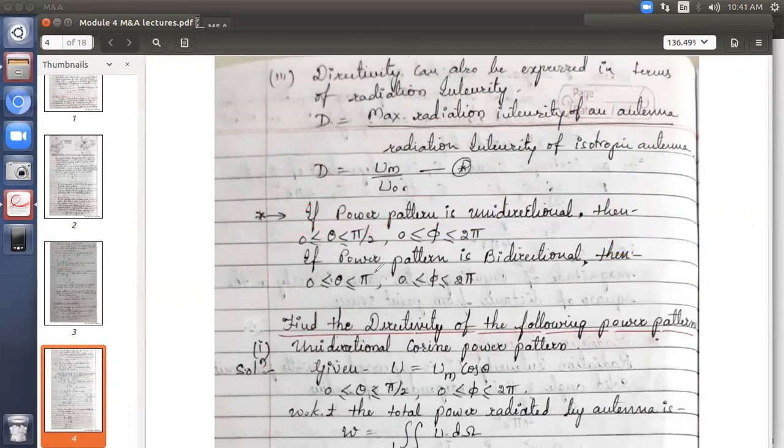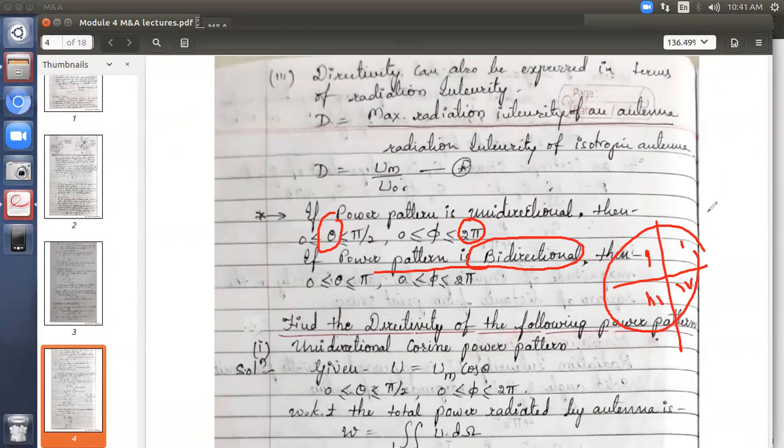And if the given pattern is, say, bidirectional, the phi range is 2 pi, right? So 2 pi means it will cover all. It is not two quadrants, all four quadrants: 1, 2, 3, and 4. So theta range is what? Only this much, and phi range is complete. 360. 2 pi is 360.